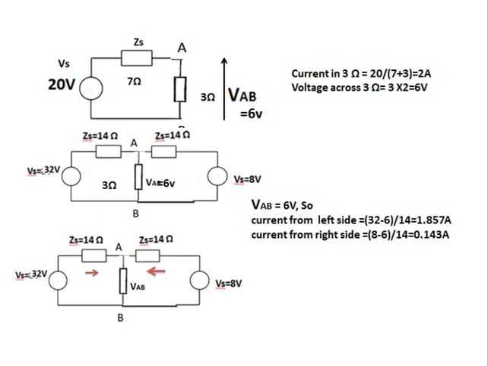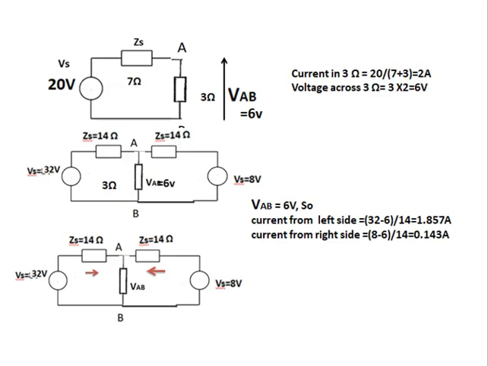Now connect loading resistor 3 ohms across terminal AB. Current in 3 ohms is equal to 20 divided by 7 plus 3, equal to 2 ampere. Voltage across 3 ohms is equal to 3 into 2, equal to 6 volt. Now VAB voltage, that is across the loading resistor 3 ohms, is equal to 6 volt.